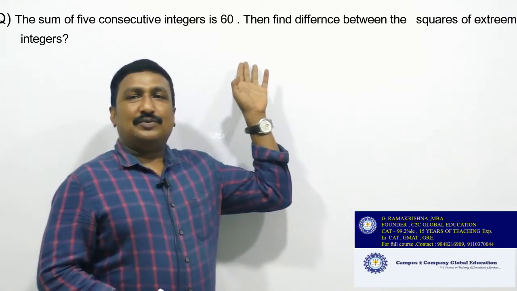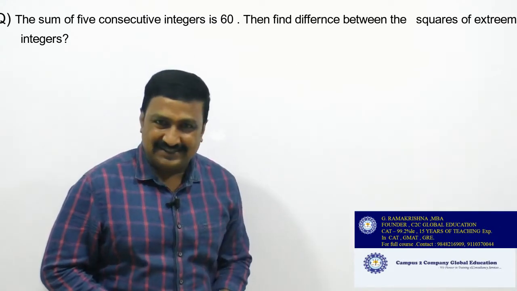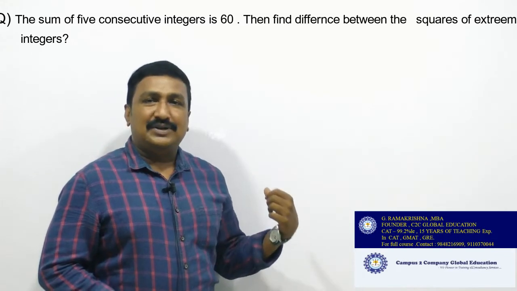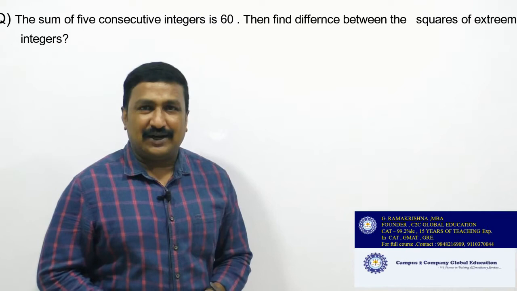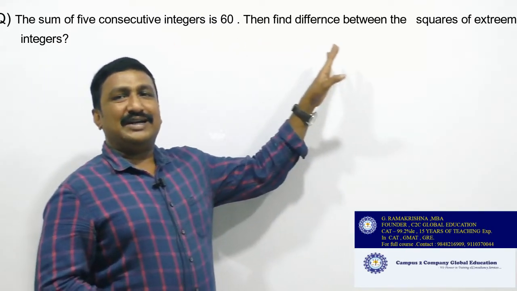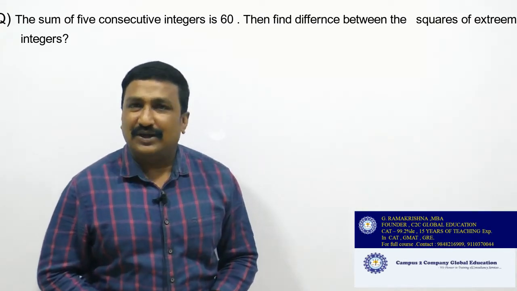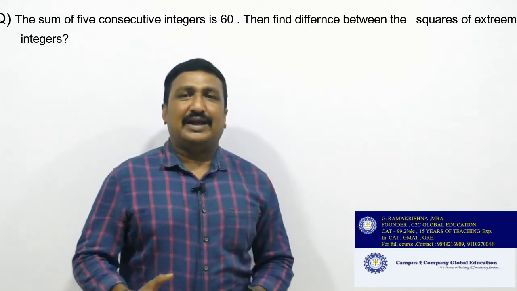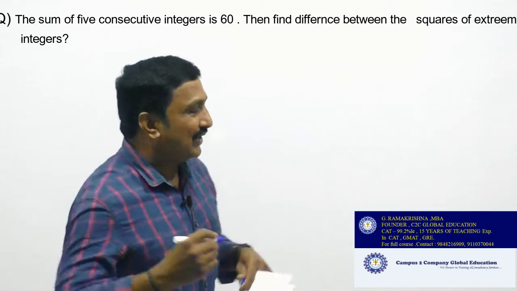The sum of 5 conjugate integers is 60. Then find the difference of squares of extreme terms. Understood friends? So they gave the sum of 5 conjugate integers is 60, then find the difference between the squares of extreme terms. Already I told, they gave 5 conjugate integers. So how to calculate 5 conjugate integers?